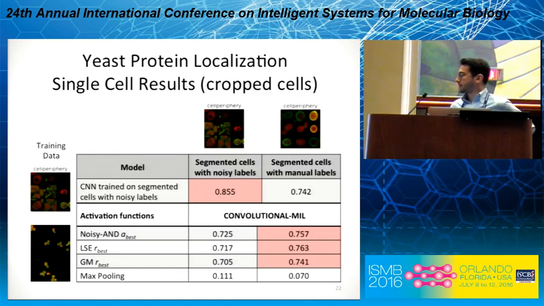So in this case, a convolutional net trained on noisy labeled cells does worse on the manual labeled cells, which makes sense. And our MIL models actually do better on the manual labeled cells than on the noisy labeled cells. So to me, that was a really good indication that our models are actually picking up the proper phenotypes for different categories.